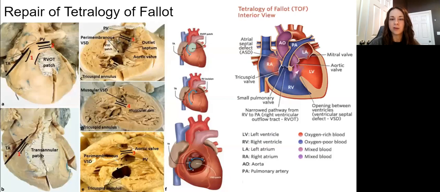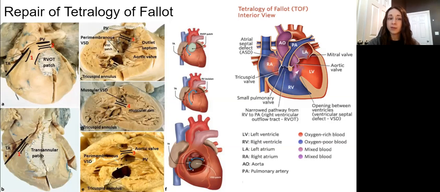So tetralogy of Fallot, this image will show you what the blood flow is like, where the blood is being mixed, where it's purple, where it shouldn't be mixed, and then where it's oxygen rich and oxygen poor. So hopefully this picture will help you better understand what is happening with the blood flow and why these babies appear cyanotic, because they have oxygen poor blood where there should be oxygen rich blood, and we're unfortunately having the mixing of blood.